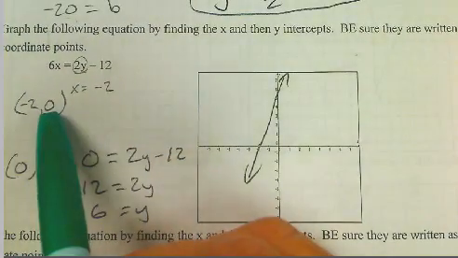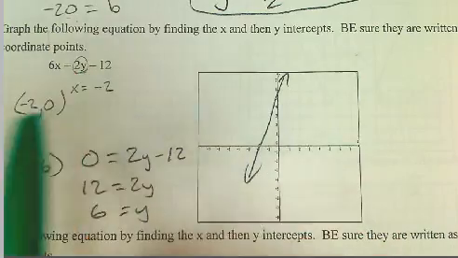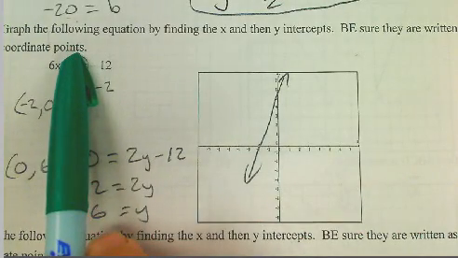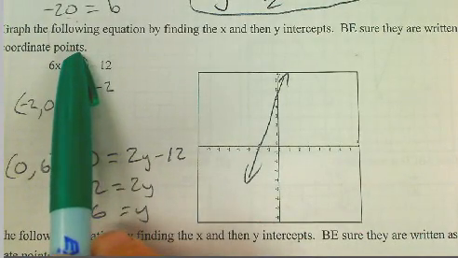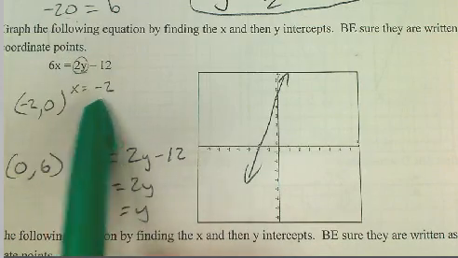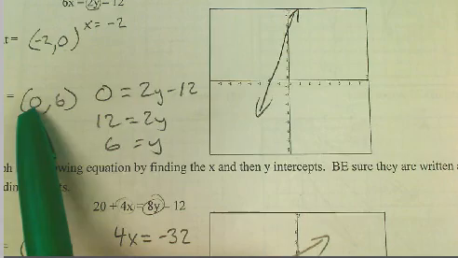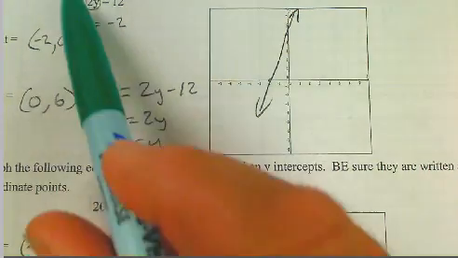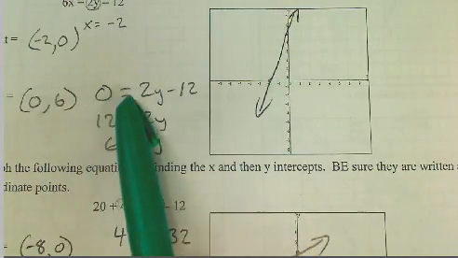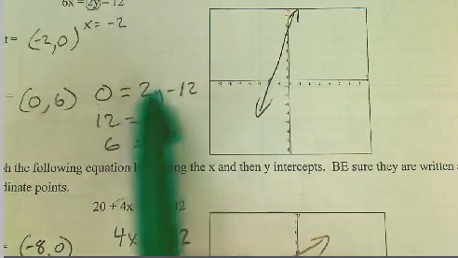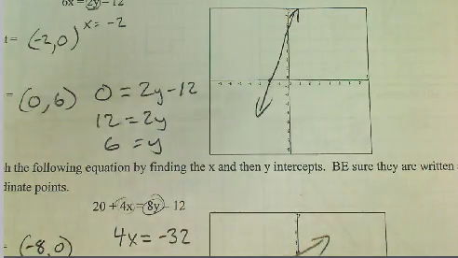X-intercept, you know the y is 0 every time, so I plugged in 0 for y. So he's gone. So it's just 6x equals -12. Divide by 6 on each side, and x equals -2. Y-intercept tells me the x is 0, so I plug 0 in for x. Now I got 0 equals 2y minus 12. Add 12 to both sides, and you have it. I plotted each point, drew my line.